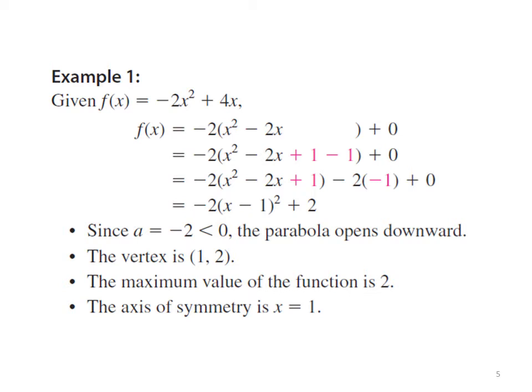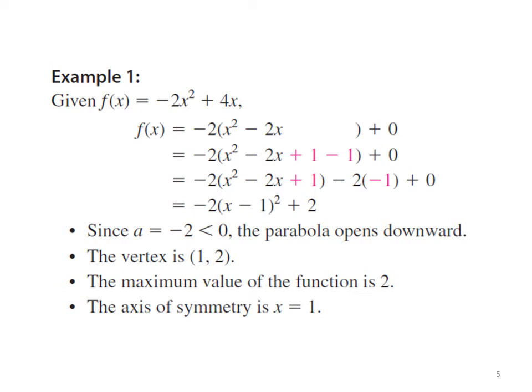Now we complete the square in the terms inside the bracket. We do it as usual. Take the coefficient of x, which in this case is minus 2. Divide it by 2, you get minus 1. Square that, you get 1. Inside the bracket, add 1 and subtract 1.